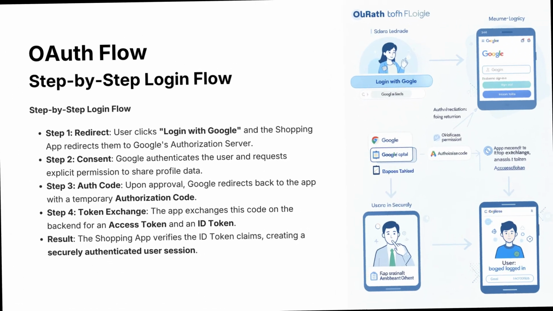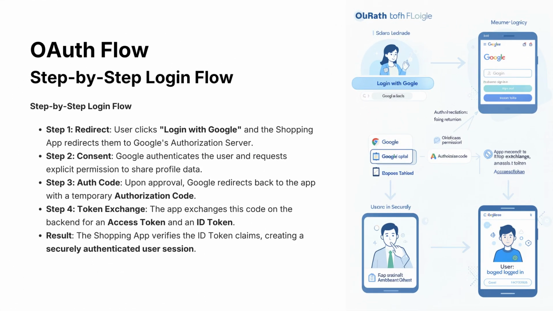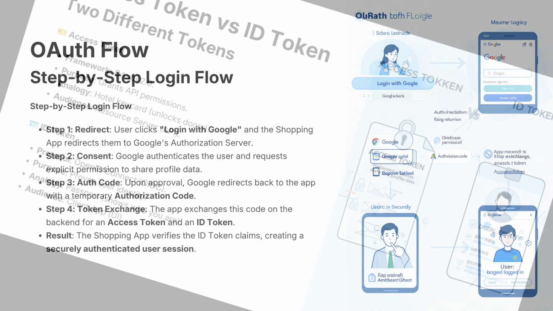Here's what happens. The user clicks Login with Google. The shopping application redirects the user to Google. Google authenticates the user and asks for permission. After approval, Google returns an authorization code. The application exchanges that code for an access token and optionally an ID token. The user is now logged in securely.